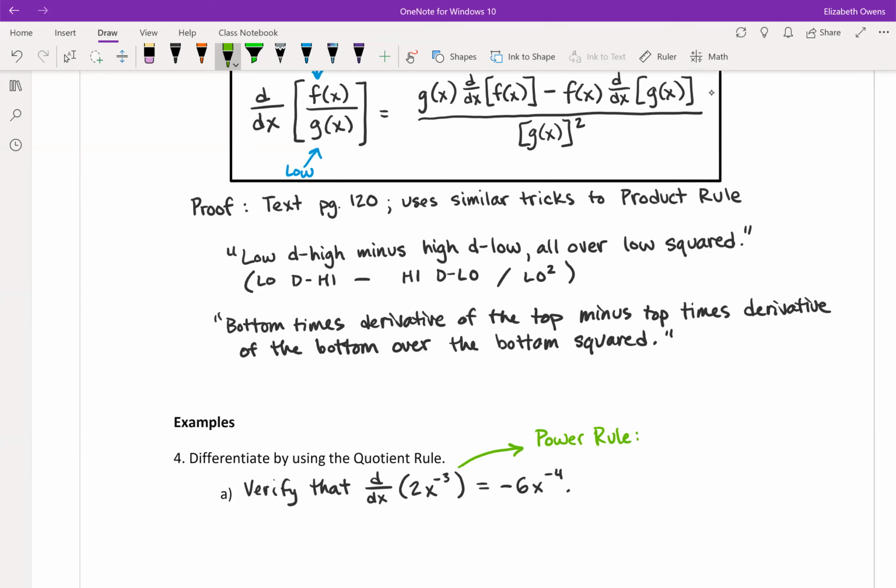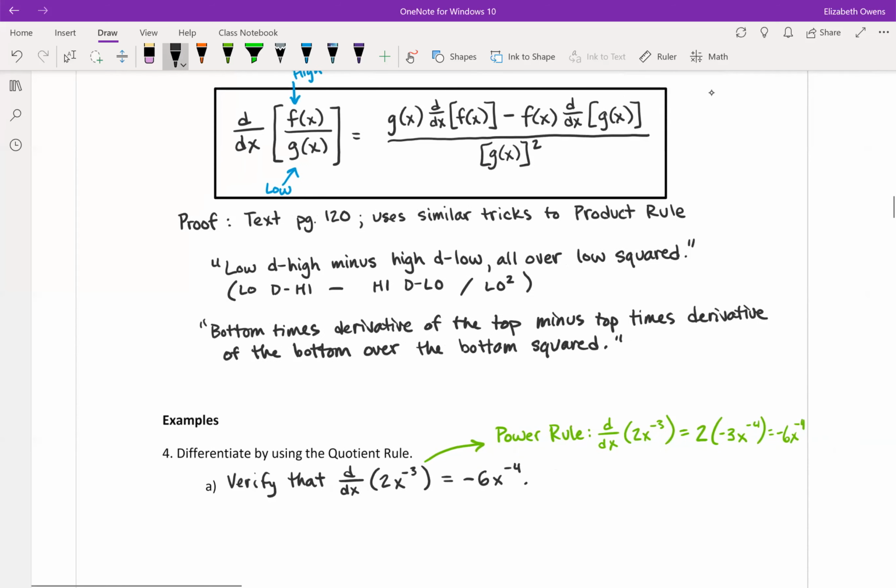So power rule on this would say that this is derivative of 2x to the negative 3. You do 2 times, bring that negative 3 down from the exponent, bring it down as a coefficient, and then x to the negative 3 minus 1, which would be negative 4 power. That would give us negative 6x to the negative fourth power. So we can see from the power rule that this is what the derivative is meant to be, but we're going to verify it by using the quotient rule here.